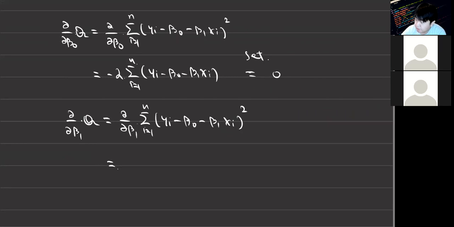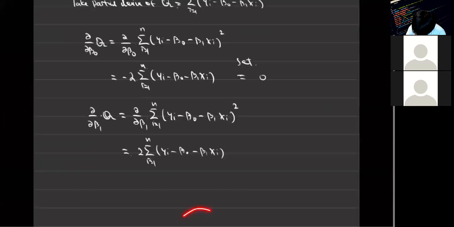So what that's going to become is summation i from 1 to n, yi minus beta 0 minus beta 1 xi. The square term comes up front, so the 2 is here, don't forget that. Now this part is a chain rule. Chain rule is essentially this part.